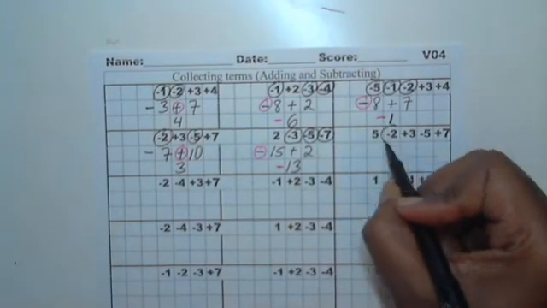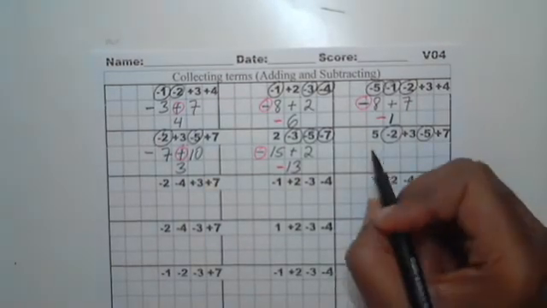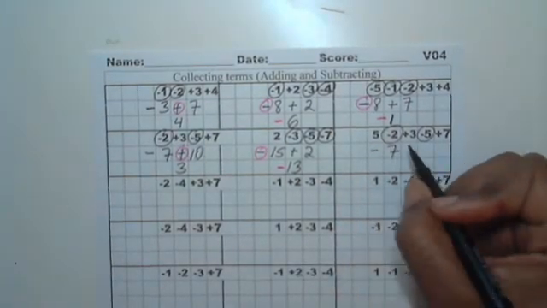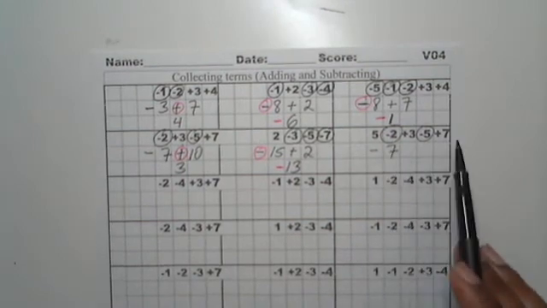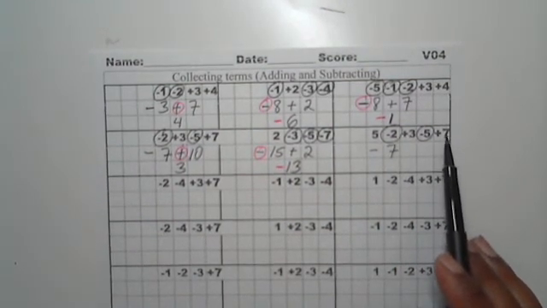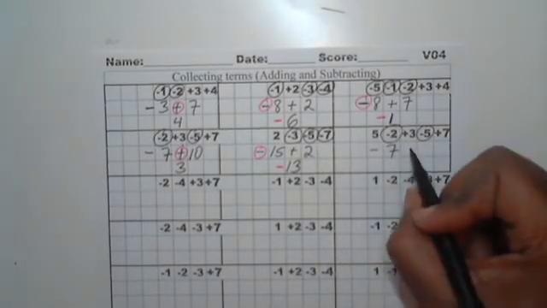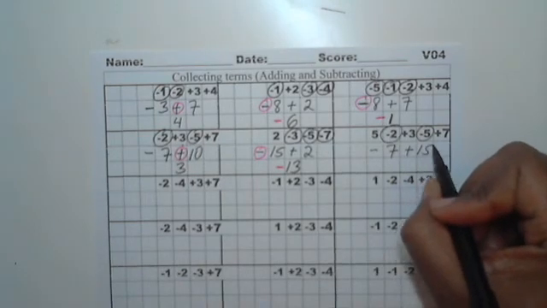Okay, same signs will be -2 and -5. When we add the -2 and the -5, we're going to get a -7. Now when we add our positives, because they're same signs, +5, +3, and +7, we'll get, let's see, 7 plus 3 is 10, and 10 plus 5 is 15. So we're going to get a +15.